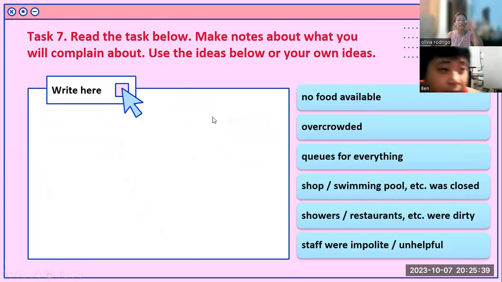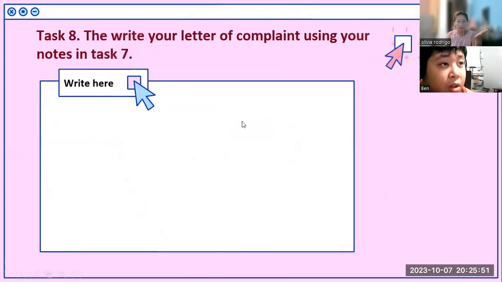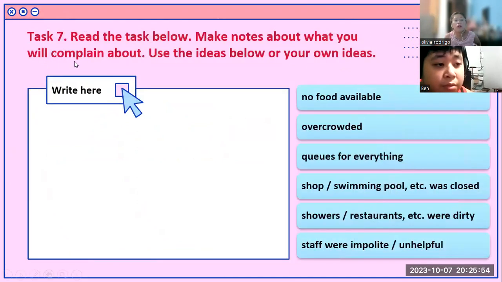Okay, so you read the task below. Make notes about what you will complain about. Use the ideas below or your own ideas. Okay, example, Ben. Example, you read the task below. This one, no food available. Make notes about what you will complain about. Use the ideas below or your own ideas. Like you will say, I suggest there will be enough food for everyone. Or I request, like that. You use the subjunctive verb, okay, Ben?